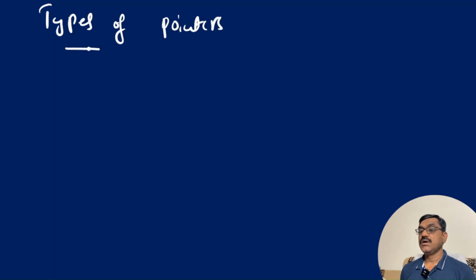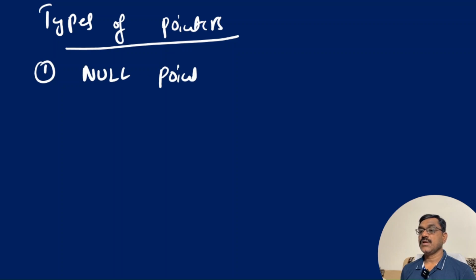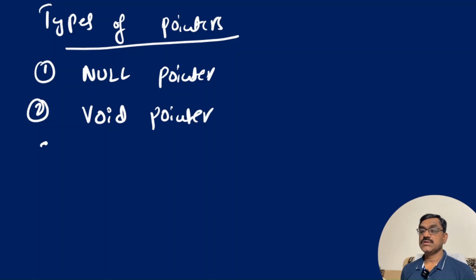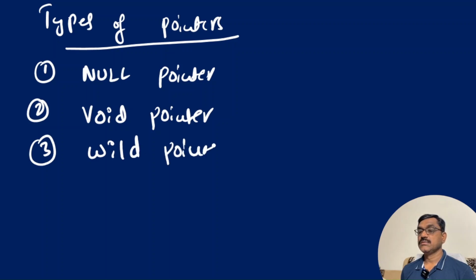So now we are going to see the types of pointers. How many types of pointers are there? I will give the theoretical part, and after that we will see programming examples. Basically, we have various types of pointers. The first pointer we call the null pointer, the second one is the void pointer, the third one is the wild pointer, and the fourth one is the dangling pointer.